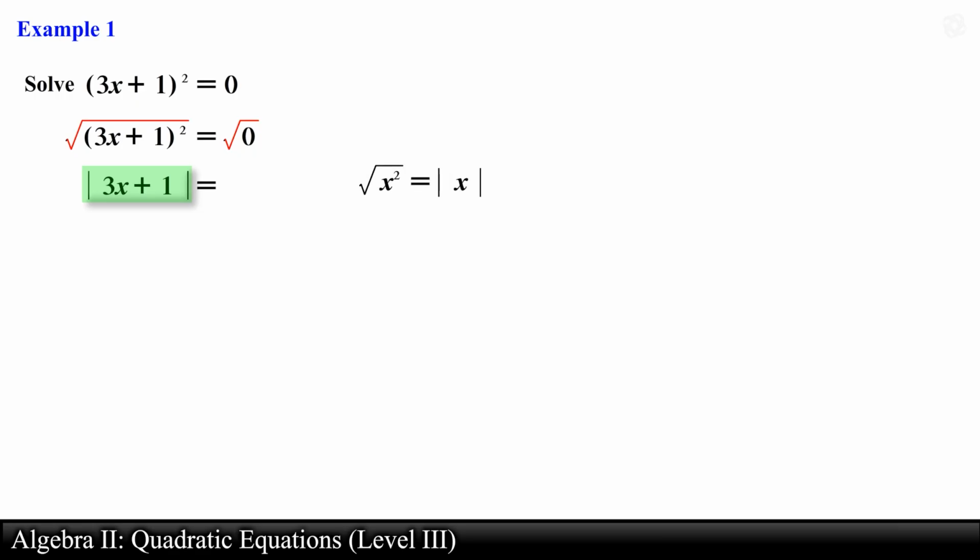Remember, the square root of a variable squared is equal to its absolute value. Next, we take the square root of 0, which reduces to 0. And now we need to solve the following absolute value equation. This equation is equivalent to the linear equation 3x plus 1 equals 0.